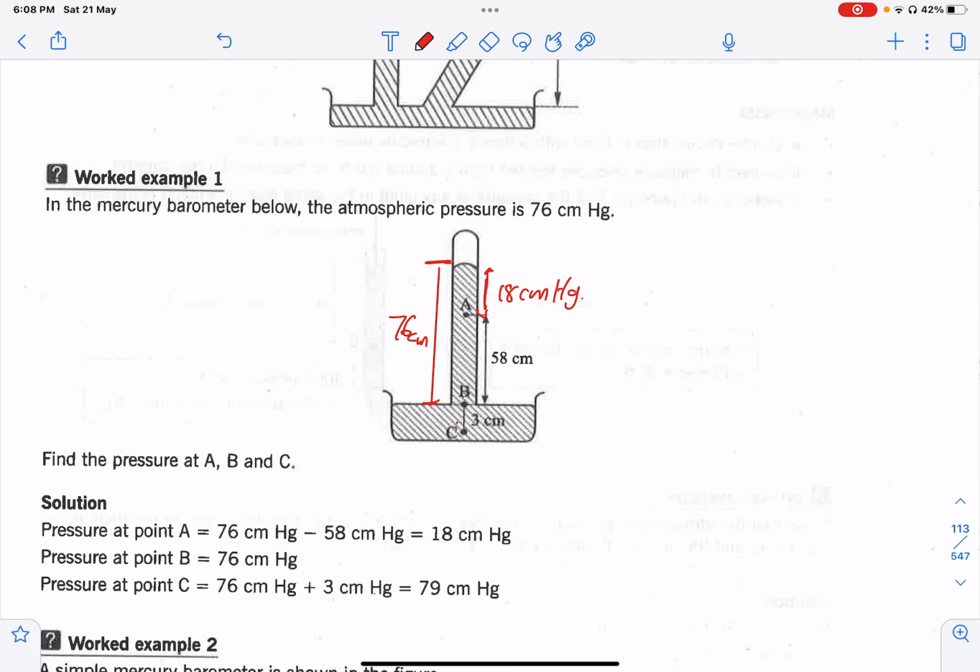Okay, pressure B will be at 76 cm Hg. Pressure C will be 76 plus 3. I know some of you may be confused as to, shouldn't it be 58? The answer is no. The pressure is exerted by the height of this whole thing, the pressure from this point until the point at A. Okay, and vice versa.